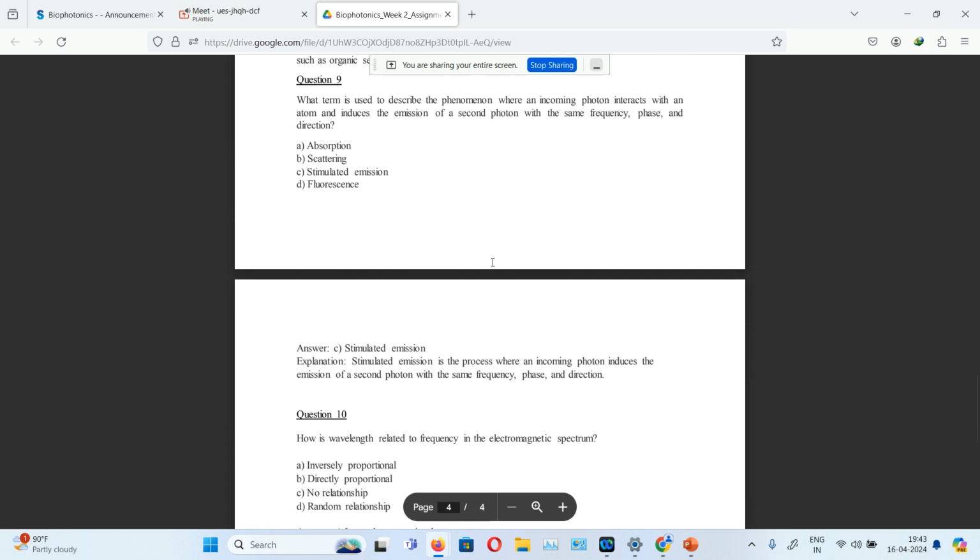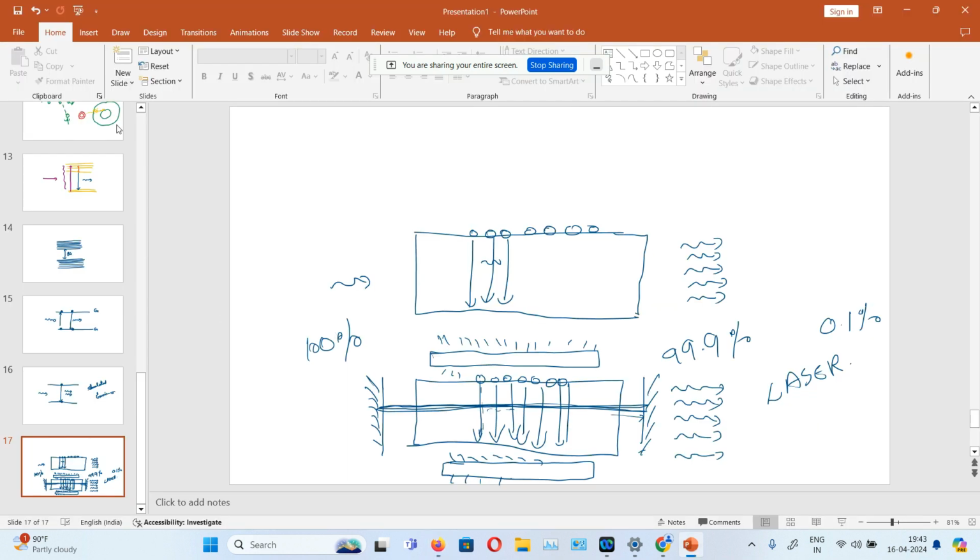How is the wavelength related to frequency in the electromagnetic spectrum? It's a direct question. How the wavelength and frequency in the electromagnetic spectrum are related. So this is a direct question.